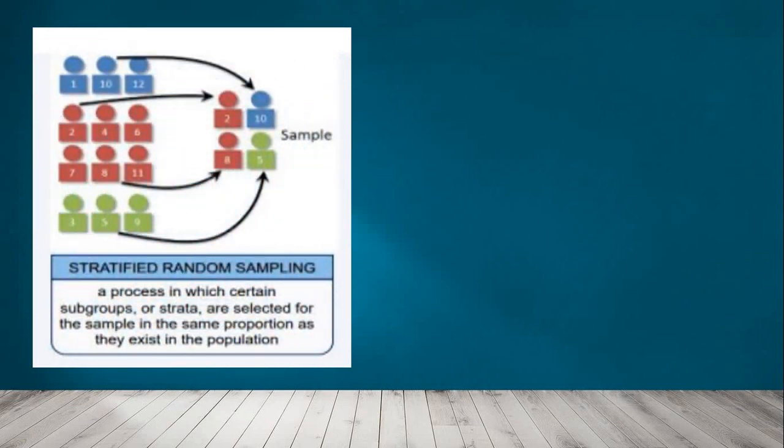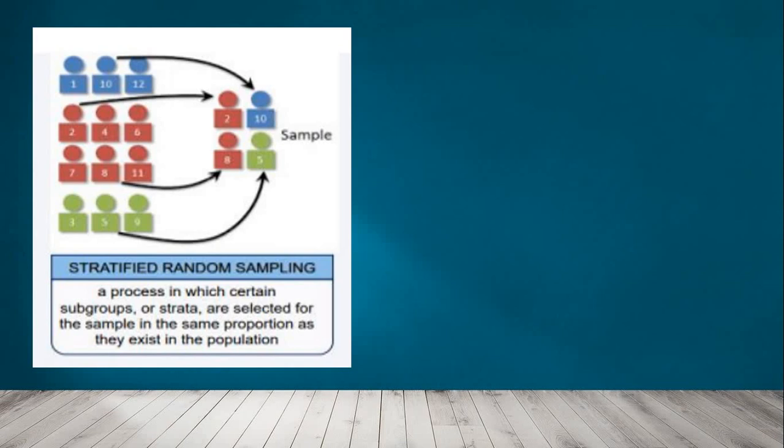Next, we have the stratified random sampling. So, this is a process in which certain subgroups or strata are selected for the sample in the same proportion as they exist in the population. So, ito, base dun sa pangalan niya na stratified, so stratified the population into different groups. It increases representativeness of our sample. So, ibig sabihin, kukuha tayo ng representative sa bawat grupo.